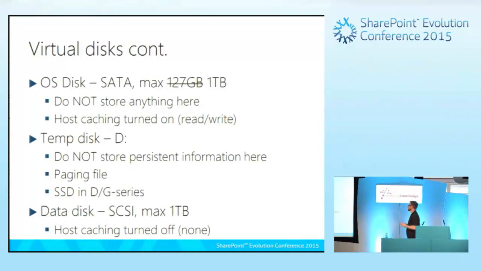There's a temp disk that I mentioned, where we shouldn't store persistent information. Paging file is a good example. Then we can have up to 16 different data disks, and they can go up to a max of 1 terabyte each.